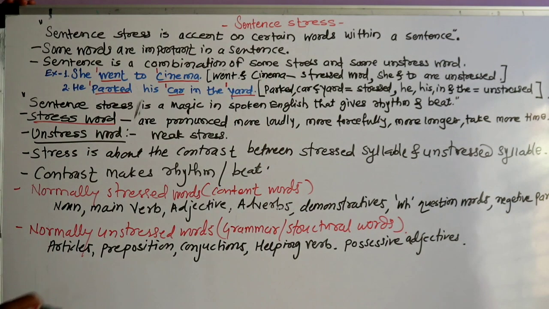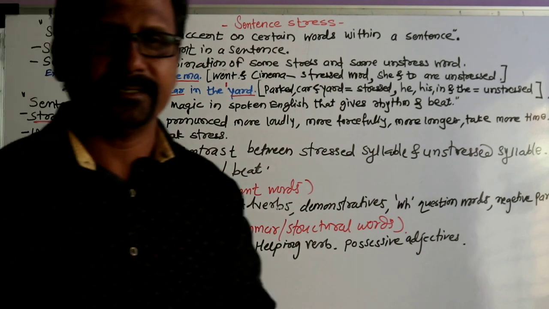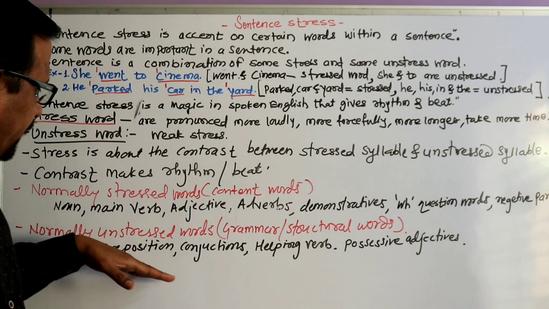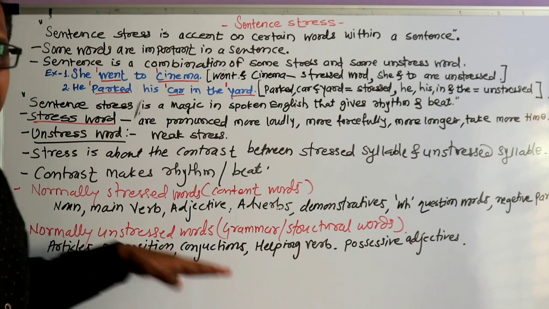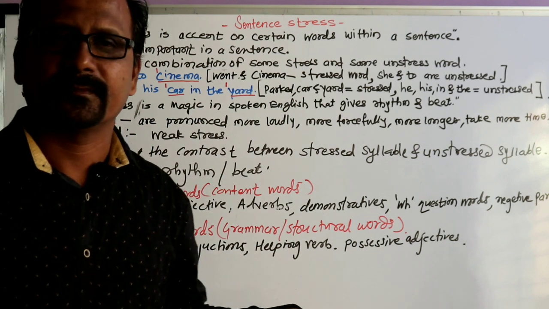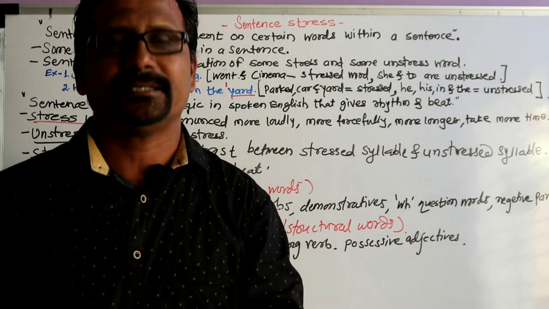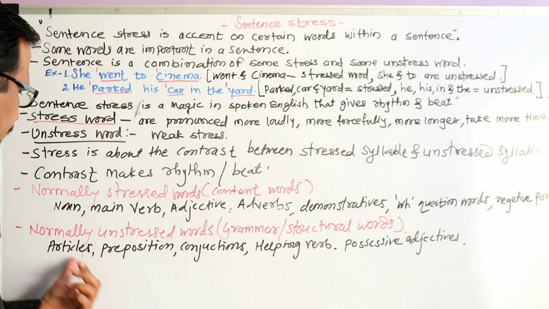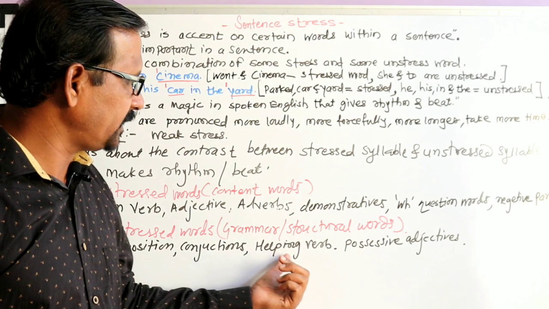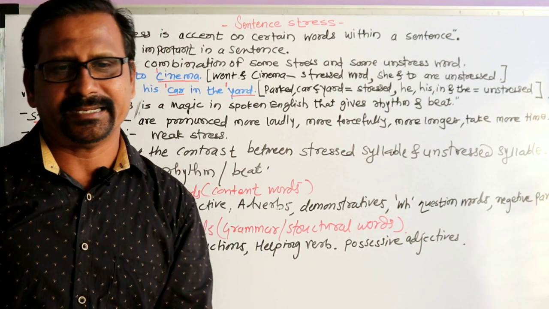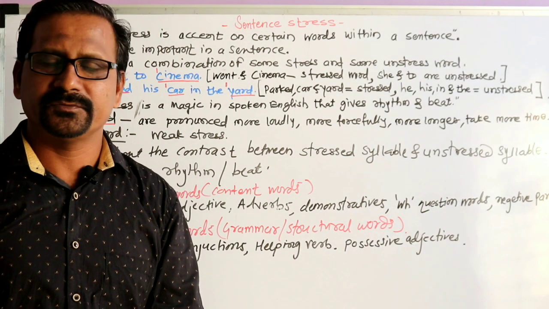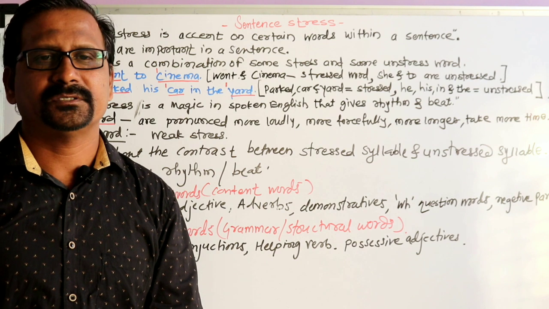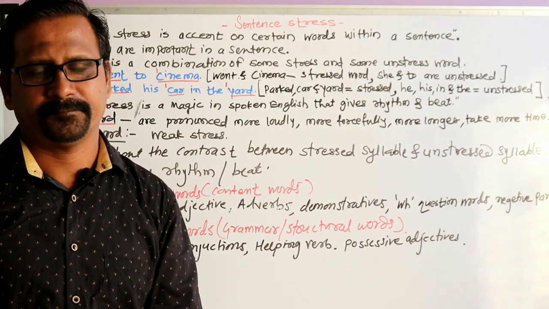So friends, this is a very important part. When you try to read a sentence, remember that you have to find out which words should not be traced at all. These are in weak forms. So these are articles, prepositions, conjunctions, helping verbs, possessive adjectives. These are the words which are not stressed in a sentence.